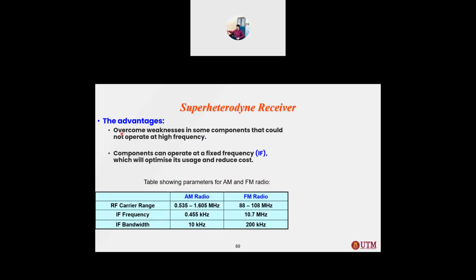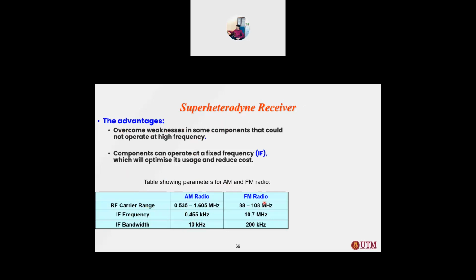So that is the advantage of why we want to do the superheterodyne. Just now I spoke briefly about what heterodyne is and why we want to do it. This is the properties for AM and FM radio. For AM radio, the RF carrier range is this, and the IF frequency is 455 kilohertz. This one is wrong, it should be 0.55 megahertz. I think I asked you to do the correction last time. Then the IF bandwidth is 10 kilohertz.